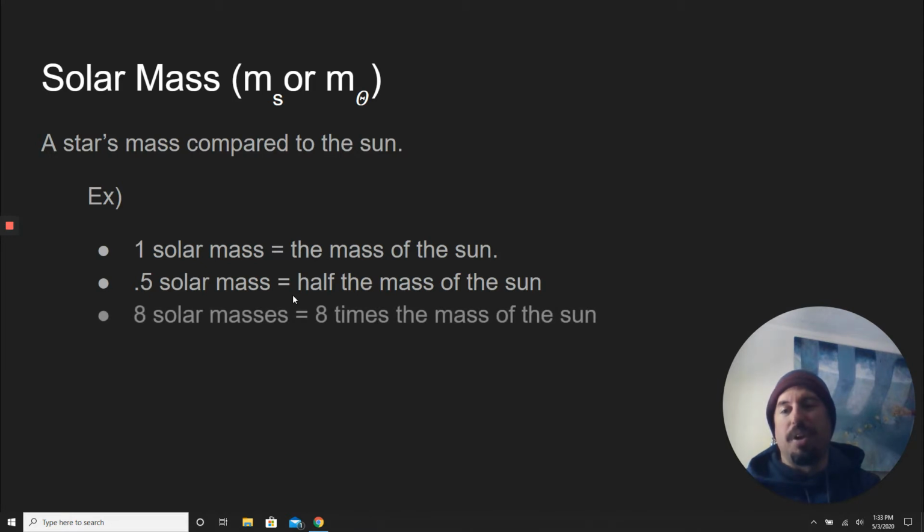And so what this does is it gives us a frame of reference to compare. If I say a star has a mass of 20 trillion kilograms, it's hard for us to wrap our heads around it. Is that big? I mean, it is big, but is it bigger than the sun? Is it smaller than the sun? So this method gives us a frame of reference for measuring stars.